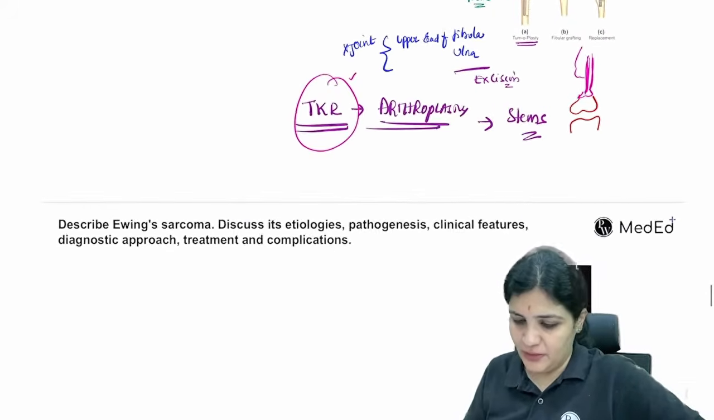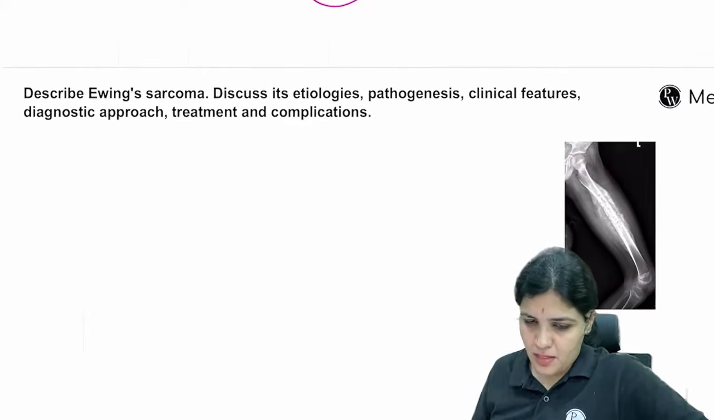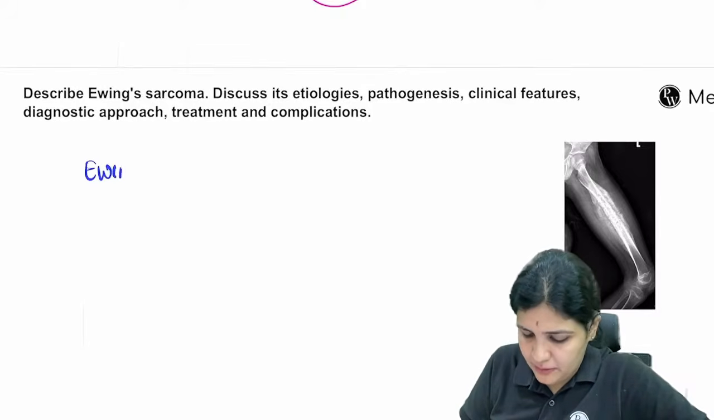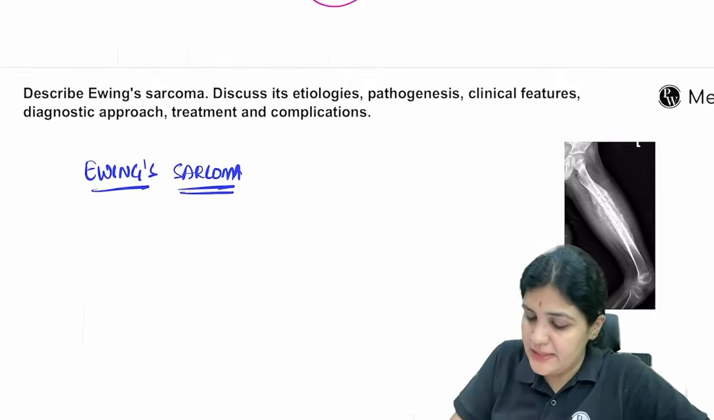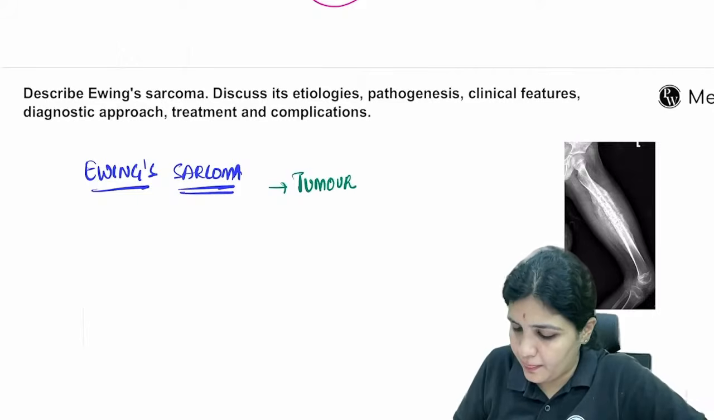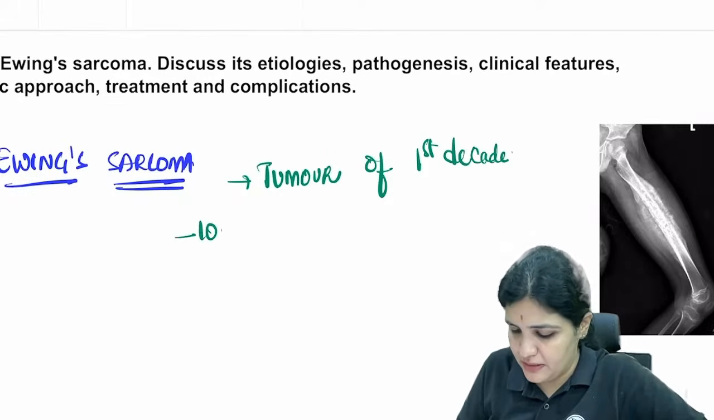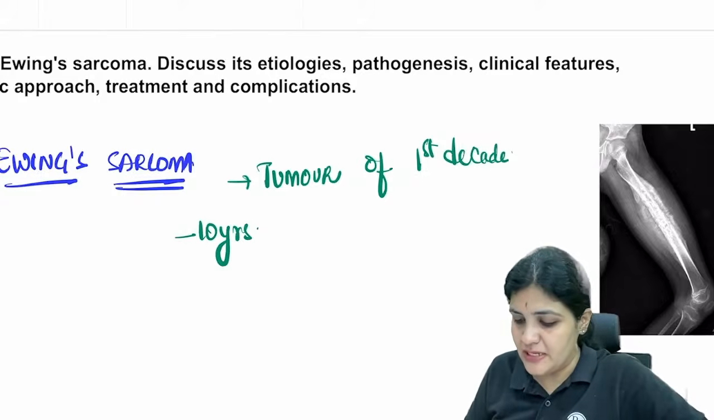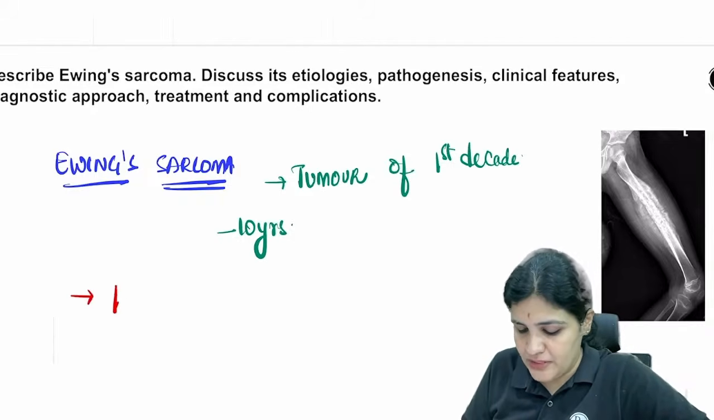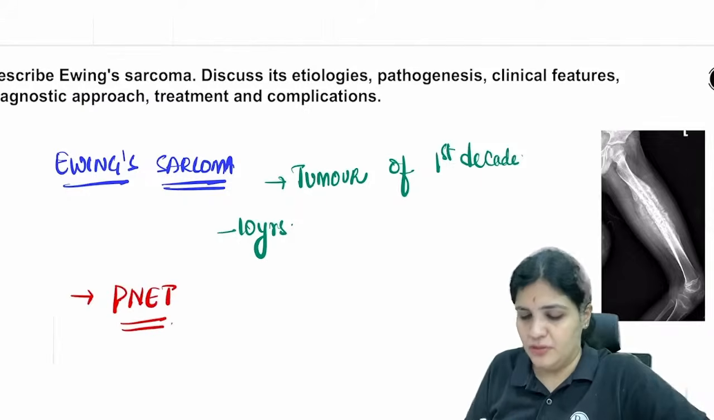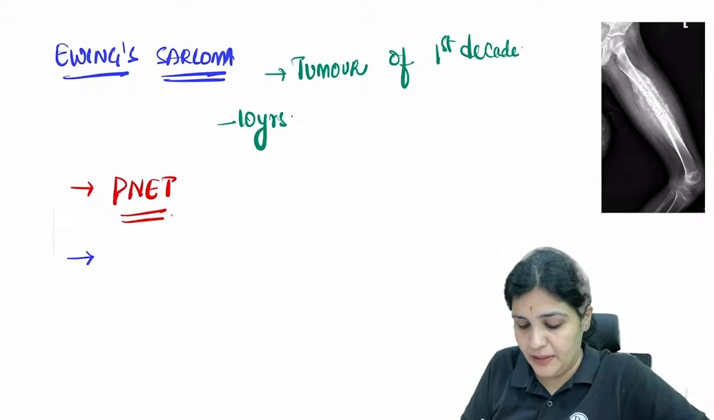So next, coming to the Ewing's sarcoma. Here what you have to remember is, this is a tumor again of the first decade. So the age is up to 10 years, below 10 years of age. And the most interesting thing is, the origin of the Ewing sarcoma is from the primitive neuroectodermal tumor, that is the PNET, right? And one more important thing you have to remember is the site.